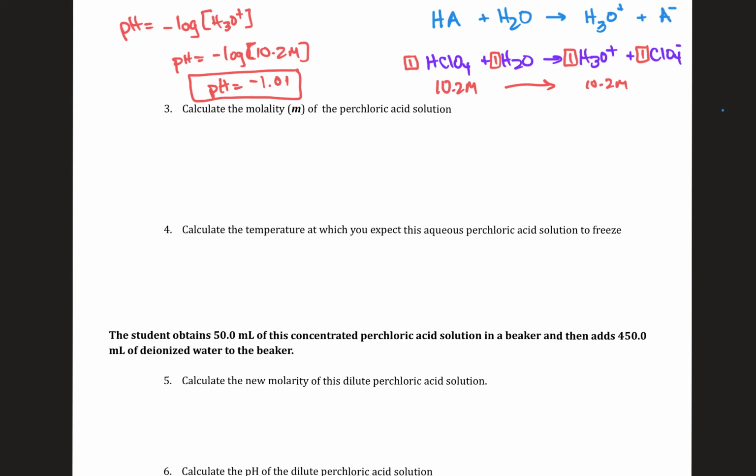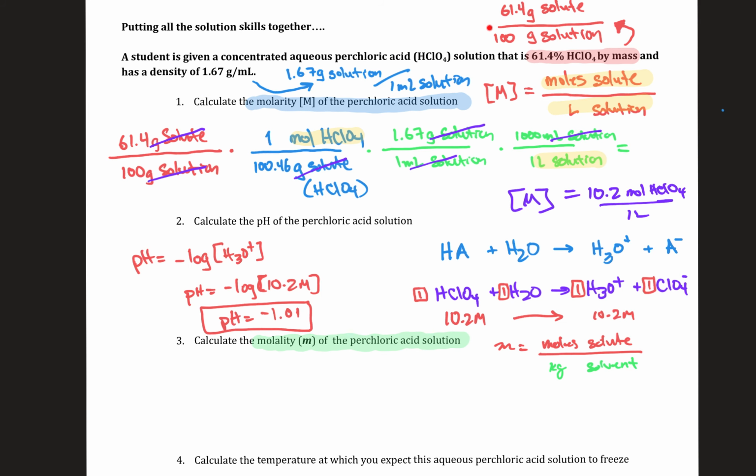Moving along, let's see if we can figure out what the molality of this perchloric acid solution is. Recall that the molality is moles of solute per kilogram of solvent. If you remember from above, we were given a gram of solute per gram of solution calculation called the percent mass, and a gram of solution per milliliter of solution value in the density. So how can we get to moles of solute per kilogram of solvent? Well, once again, I'm going to go with the percent mass, but I'm going to change it around a little bit.